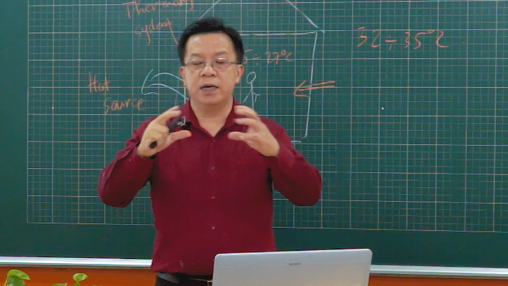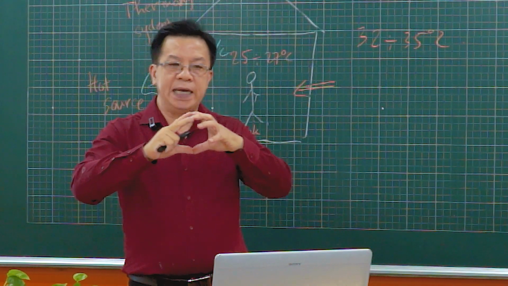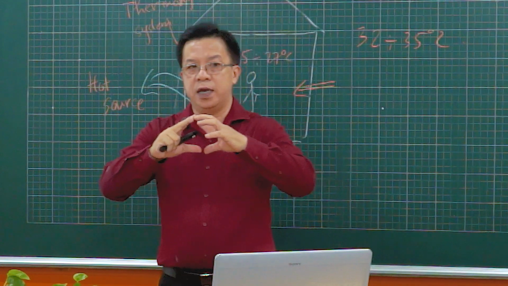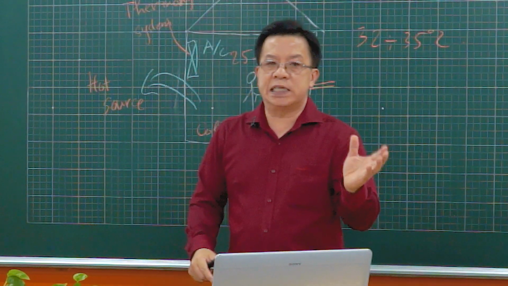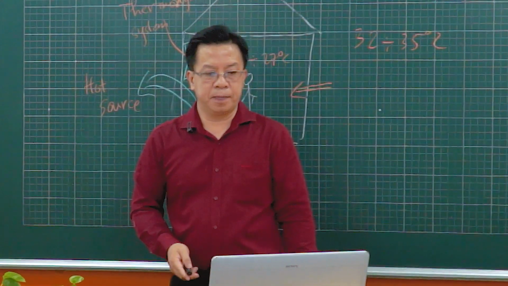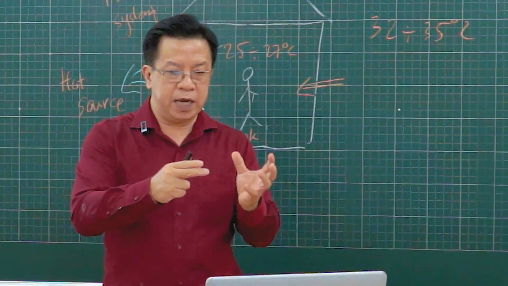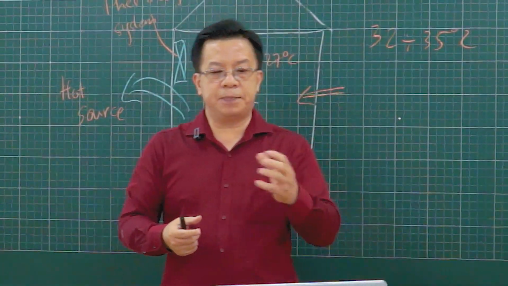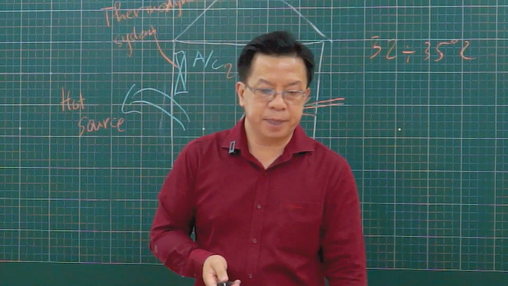Okay, you know the substance, right? The substance is the materials inside the system. So if the substance cannot transfer in or out of the system boundary, in this case we have the closed system. For the open system, the substance may flow in or out of the system boundary.